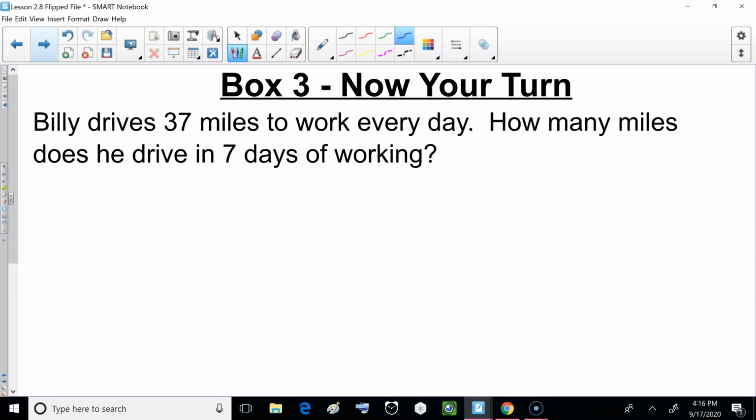Billy drives 37 miles to work every day. How many miles does he drive in 7 days of working? Use any method you want. It's a word problem, so make sure you label it. And be confident in your skills and be willing to try the new ones.